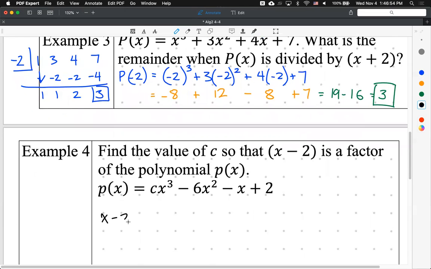x minus 2 is a factor of P of x if the remainder is 0.